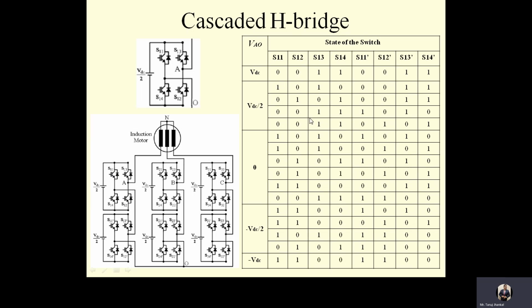Now here, for VDC by 2, I have 4 different switching states. Similarly, for minus VDC by 2, I have 4 different switching states. While for the 0 level, I have 6 different switching states. So by switching these different switches in 6 different manners, I can achieve the 0 voltage level.